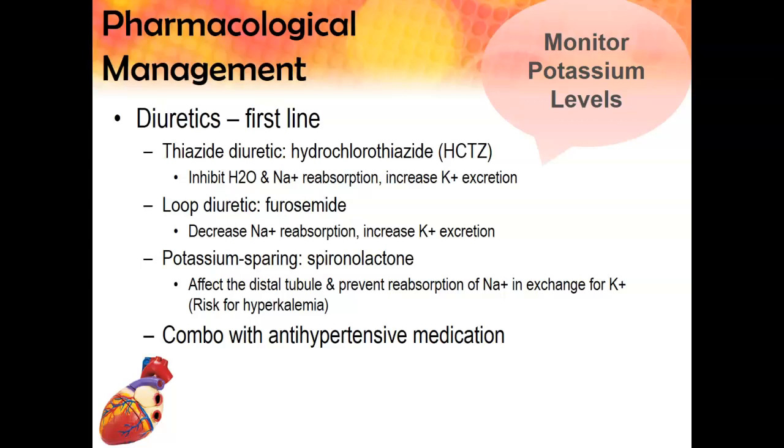However, a lot of times we just don't see patients on a diuretic. Even though diuretics are first line, you'll see a lot of patients with a combination with another antihypertensive medication. For example, the most common one is lisinopril HCTZ, in which lisinopril is your antihypertensive medication in combination with a diuretic, which is HCTZ, which is a thiazide diuretic.